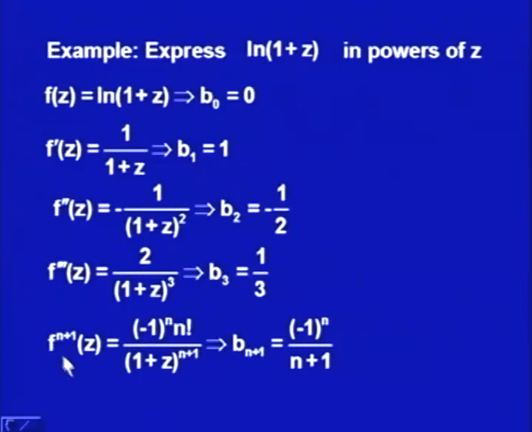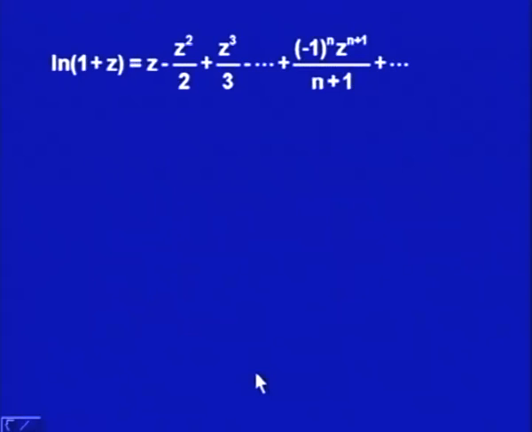We can calculate b n plus 1 from the n plus 1 th derivative, and this comes out to be minus 1 raised to power n divided by n plus 1. Substituting these values, I will get ln of 1 plus z is z minus z square by 2 plus z cube by 3 and so on, minus 1 raised to power n z n plus 1 over n plus 1 and so on. So, that will be the ln 1 plus z expansion. So, this is the Taylor series, and since the center is 0, we can call it a Maclaurin series.